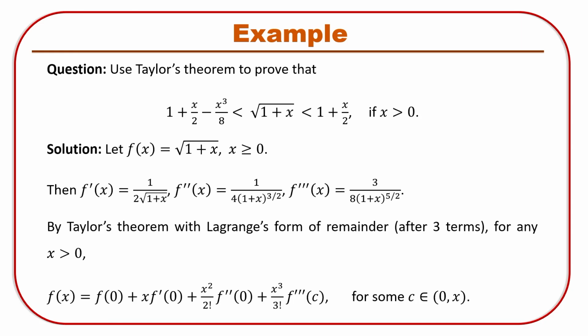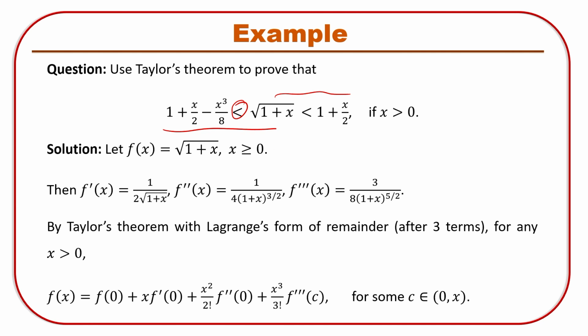So, the first question: use Taylor's theorem to prove that 1 plus x by 2 minus x cube by 8 is less than the square root of 1 plus x, which is less than 1 plus x by 2, if x is greater than 0. Here the inequality is given and you have to prove two inequalities. The first inequality says that the square root of 1 plus x is greater than 1 plus x by 2 minus x cube by 8, and the second inequality says that 1 plus x by 2 is greater than the square root of 1 plus x.